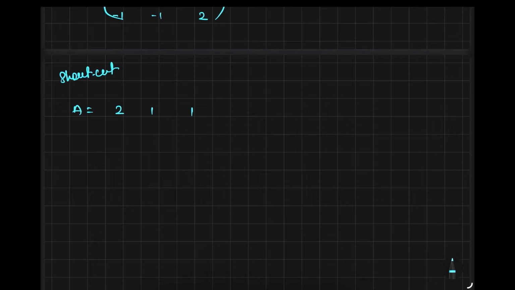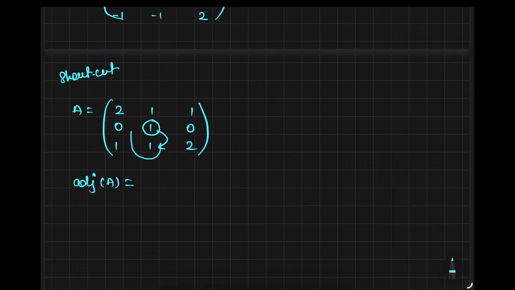So it is 2, 1, 1, 0, 1, 0, 1, 1 and 2. Look at this, how we will write directly. We will write the adjoint of A. So the idea is, directly start from the core. You will start from the middlemost thing, and then you will keep on going this way, and then this way, and then you will come back again. So this way you will grow. But you will write horizontally.